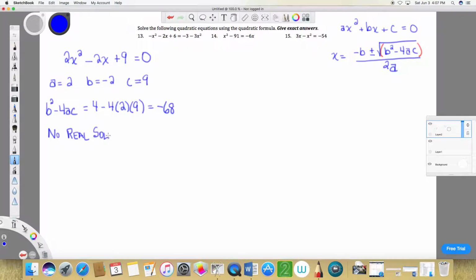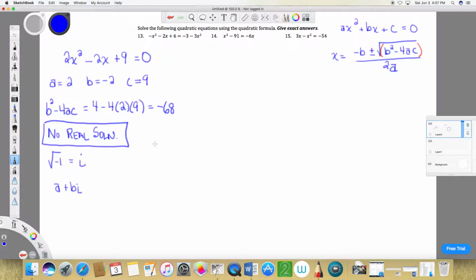In a later skill packet, we do look at complex numbers. You have seen them before in Algebra 2. The square root of negative 1 is defined to be the imaginary unit i, and when we do have negative discriminants, our answers will be complex numbers, complex conjugates, and we'll be able to write them in the form of a plus bi. But for right now, our answer is no real solution for problem 13.